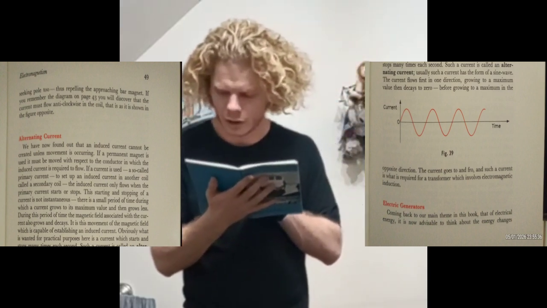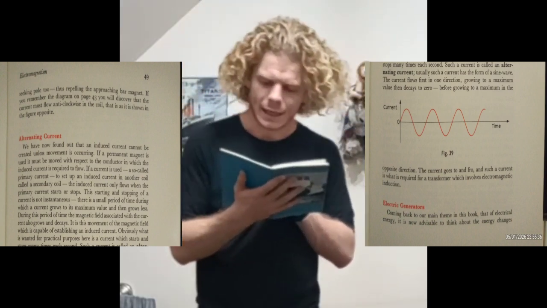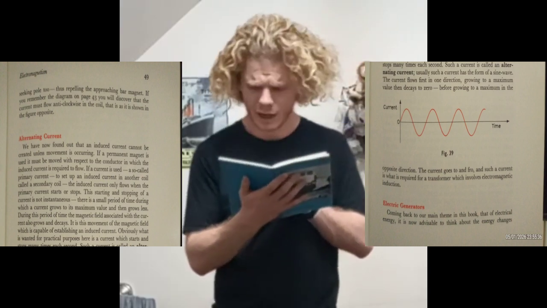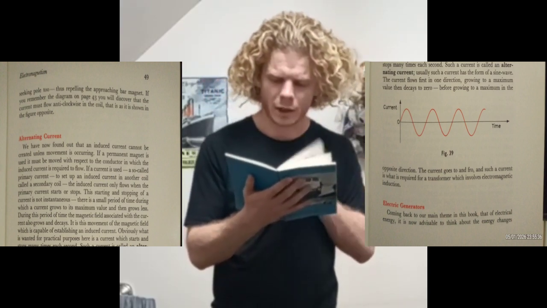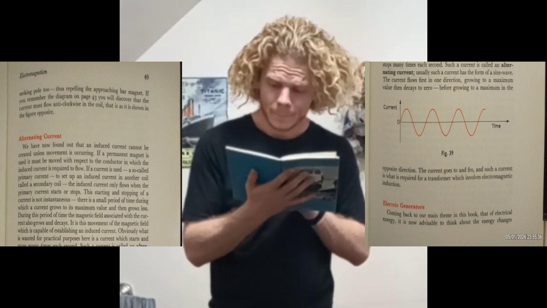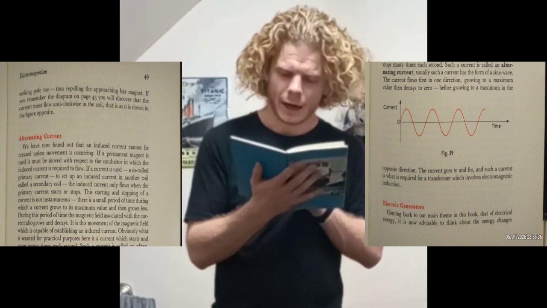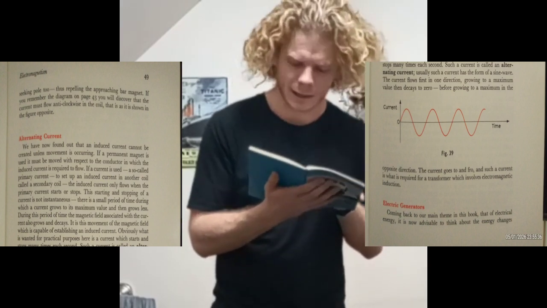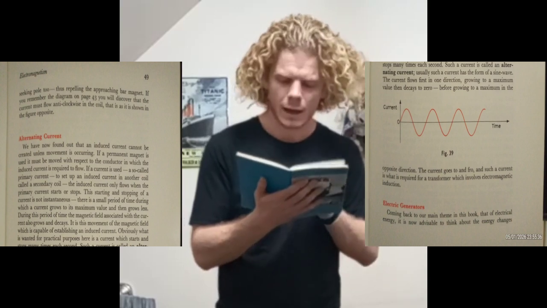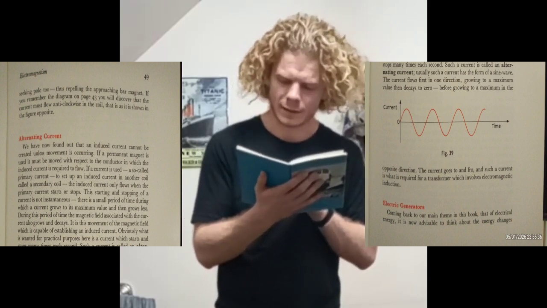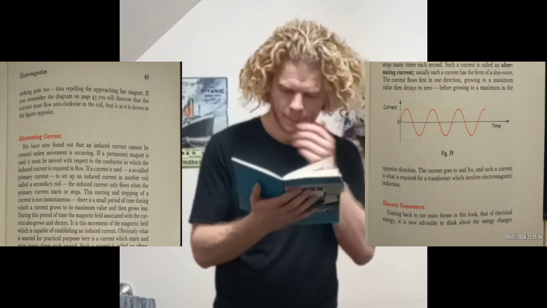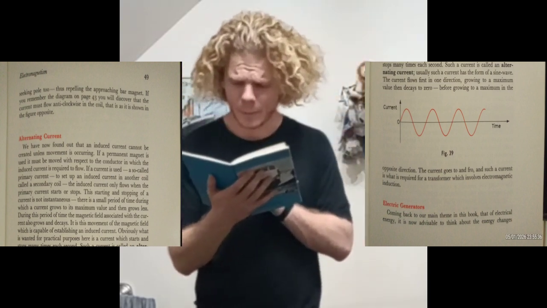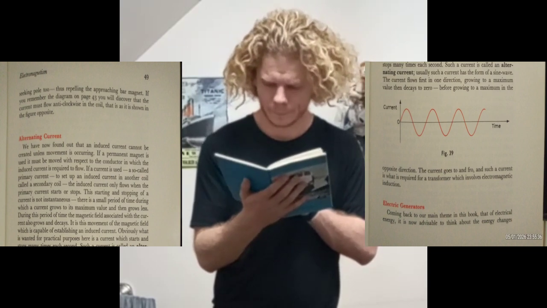If a current is used, a so-called primary current, to set up an induced current in another coil called a secondary coil, the induced current only flows when the primary current starts or stops. This starting and stopping of a current is not instantaneous. There is a small period of time during which a current grows to its maximum value and then grows less. During this period of time, the magnetic field associated with the current also grows and decays. It is this movement of the magnetic field which is capable of establishing an induced current.